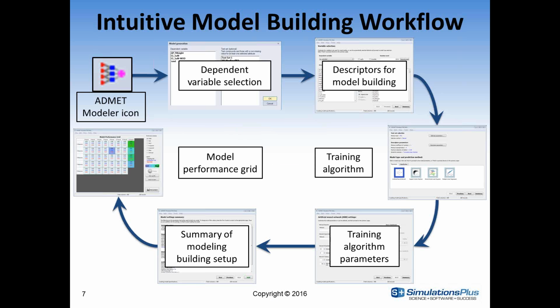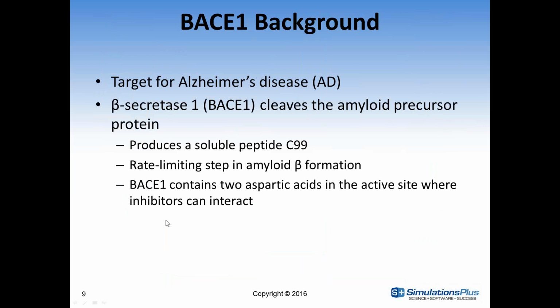Okay, so now let's go on to the next section. This is on BACE1 inhibitors, so I'm just going to bring up some examples. BACE1 is a target for Alzheimer's disease. BACE1 stands for beta secretase 1. It is an enzyme in your brain that cleaves an amyloid precursor, and this is what causes some of the problems in Alzheimer's. It produces a soluble peptide C99, which is the rate-limiting step in amyloid beta formation.